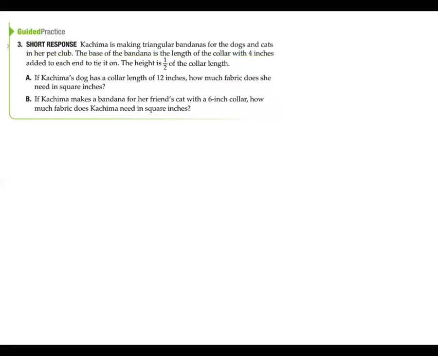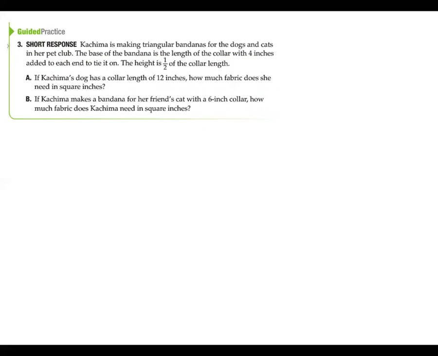All right, we're back. Kachima is making triangular bandanas for dogs and cats in her pet club. The base of the bandana is the length of the collar with 4 inches added to each end to tie it on. The height is 1/2 of the collar length. If Kachima's dog has a collar of 12 inches, how much fabric does she need in square inches?